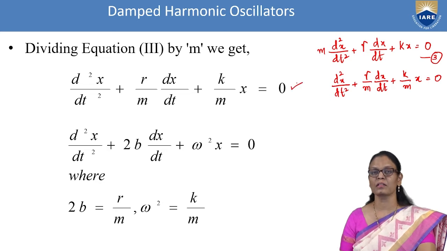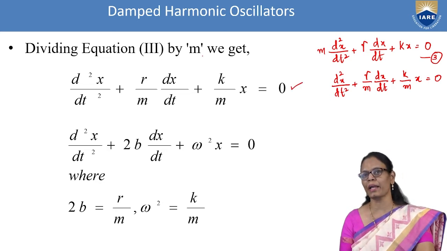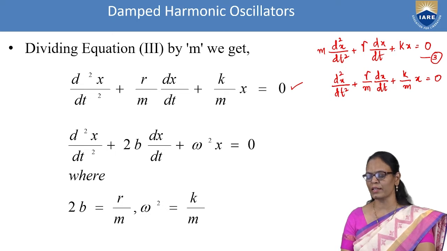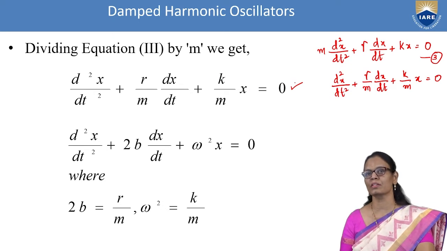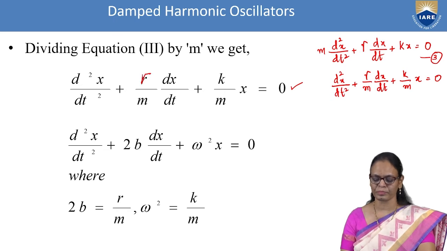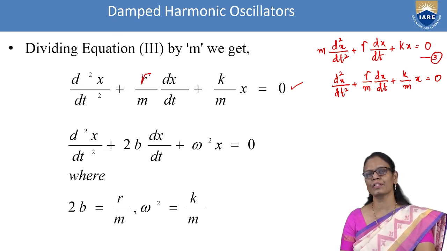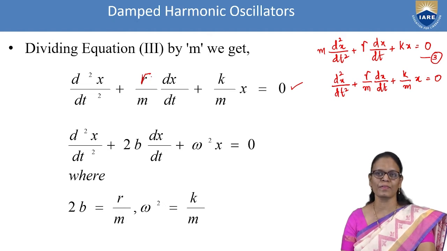So that is what we are seeing here. So dividing equation 3 by m, this m goes, and in the denominator you have m in both the terms. So d square x by dt square plus gamma by m into dx by dt plus k by m into x is equal to 0. Now this is gamma. Gamma is a constant. It depends upon the nature of the liquid and the shape and size of the block, we have seen. And the mass of the block is also a constant for a given system.